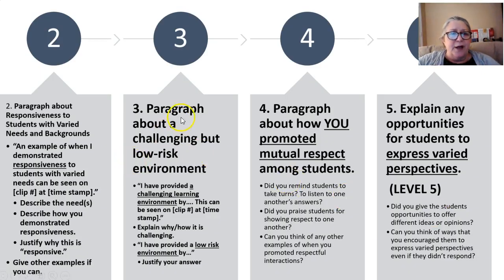Also, prompt 2 is pretty long because you need to write another paragraph. Paragraph 2 is about responsiveness to students with varied needs and backgrounds. An example of when I demonstrated responsiveness. So here's a good sentence frame for you: clip number, timestamp, describe the needs. You need to describe those student needs that are being met in your example, and describe how you demonstrated responsiveness. Justify why this is responsive.